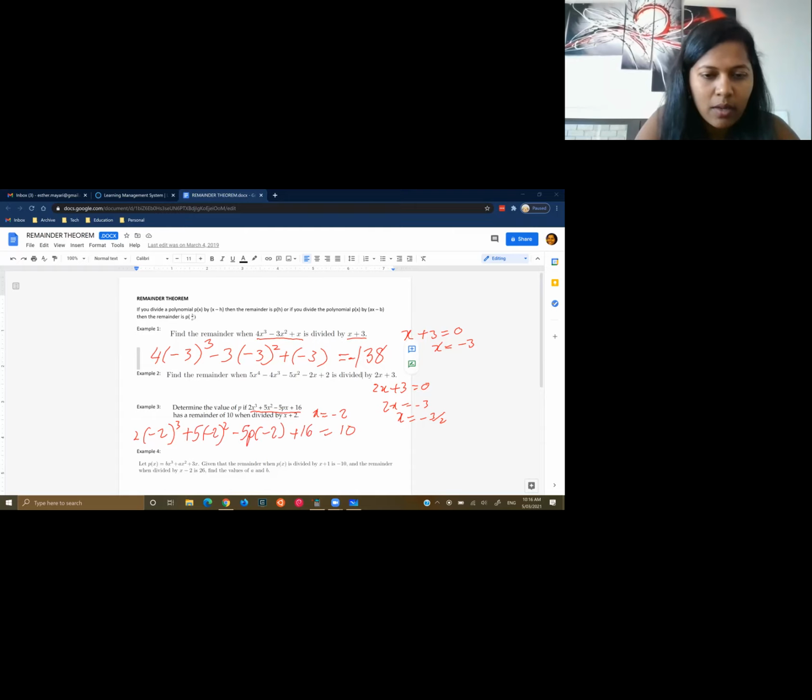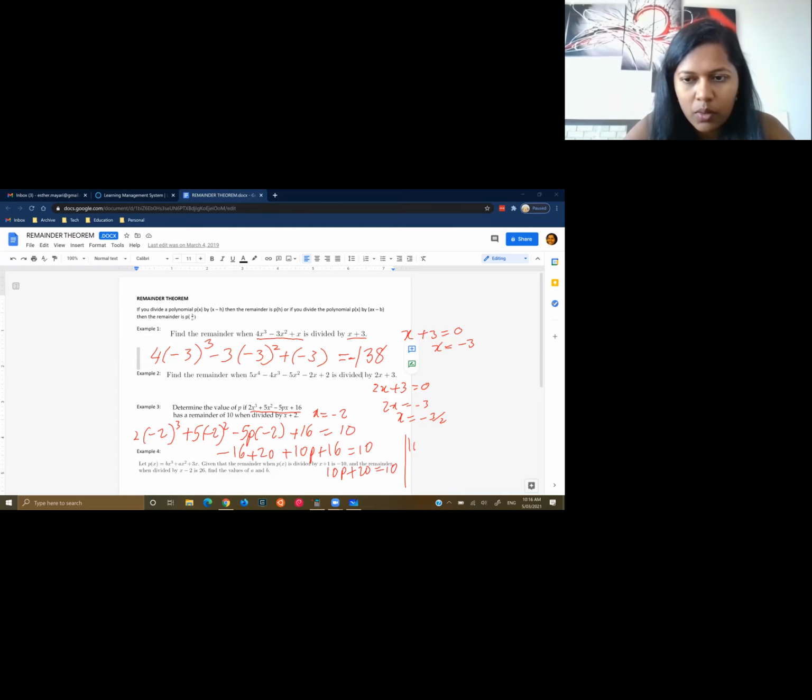So that's -8 times 2, -16. And that's 4 times 5, which is 20. And that's positive 10p plus 16 equals 10. And just going forward, that's 4 plus 16, which is 20. So I've got 10p plus 20 equals 10. 10p equals -10, and p is equal to -1. So I've just worked out the value of p.